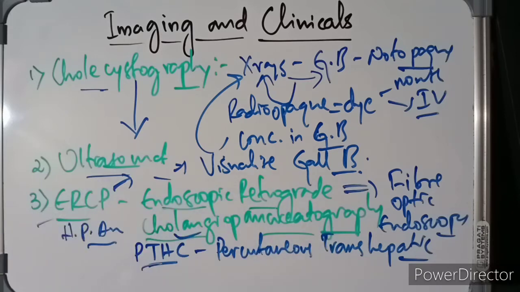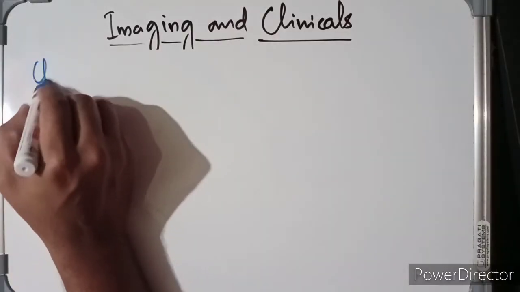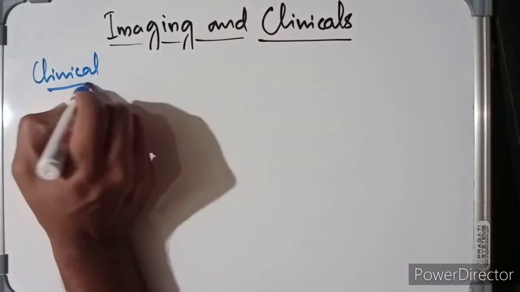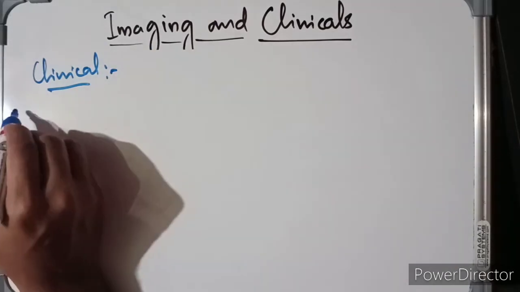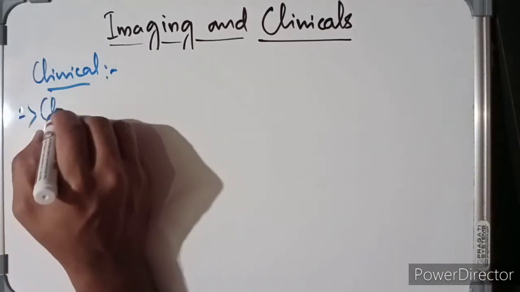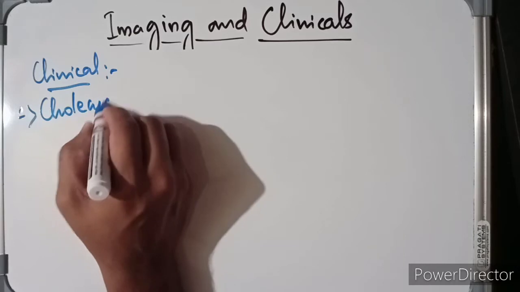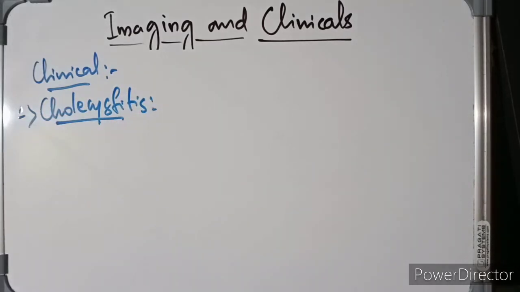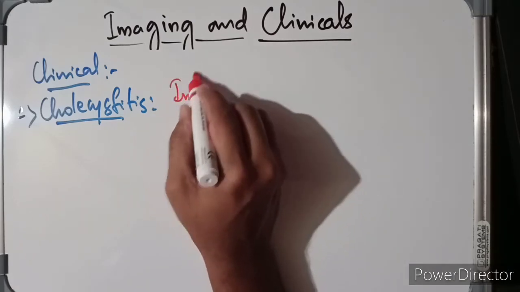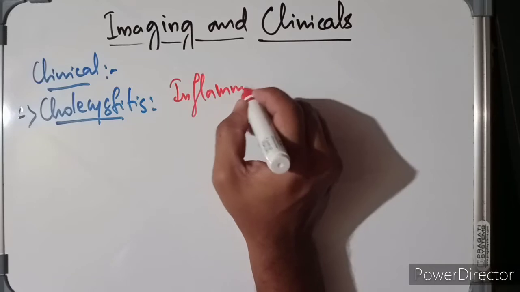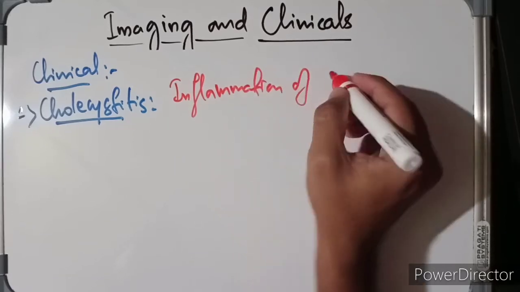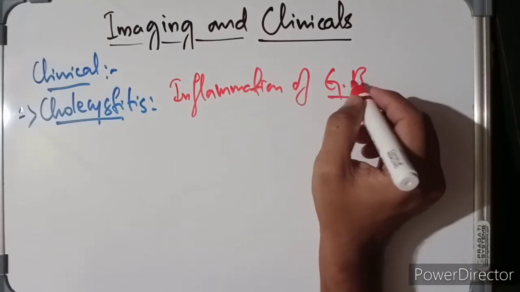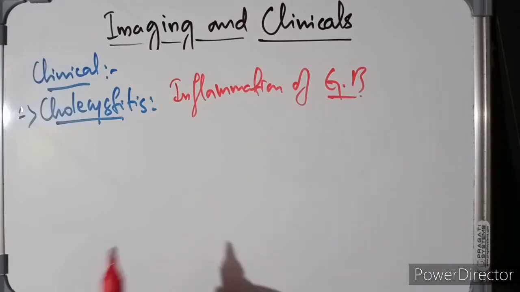Now we will discuss the clinicals of the gallbladder. So coming to the clinical significance of the gallbladder, firstly we will be discussing cholecystitis. So what is cholecystitis? Cholecystitis is the inflammation of the gallbladder.